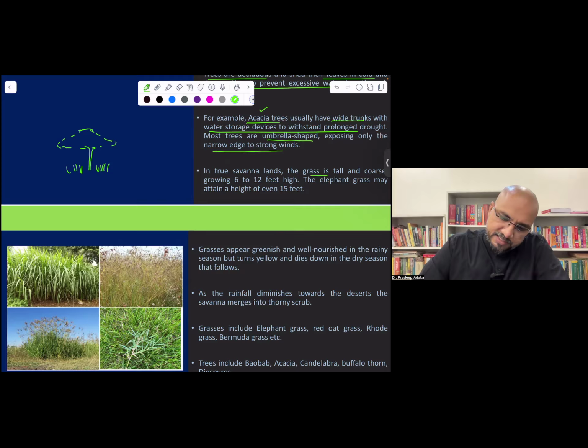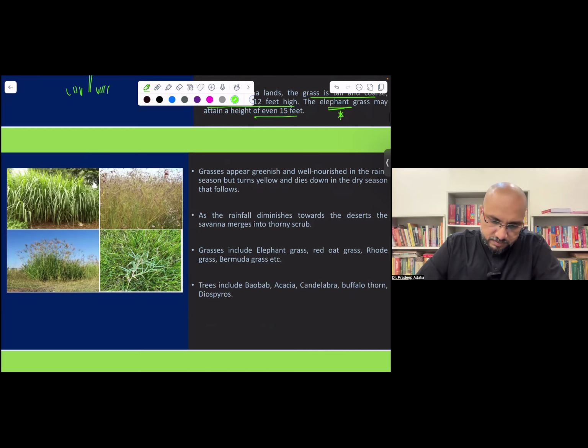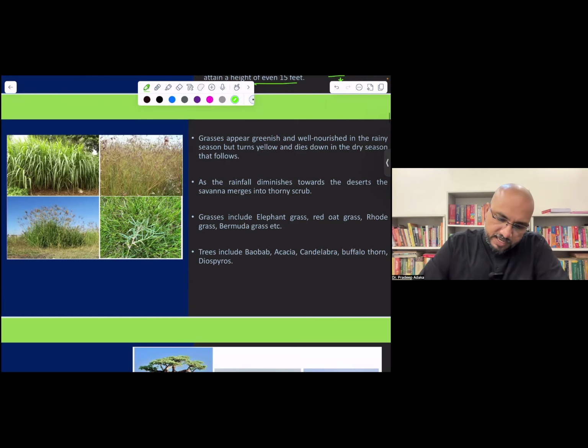So the grass is tall and coarse, growing up to 6 to 12 feet high. Elephant grass can grow up to 15 feet tall. So what are the different grasses that are seen? Okay, so grasses appear greenish and well nourished in the rainy season, but they turn yellow and dry up during the dry season. Okay, so grasses include elephant grass.